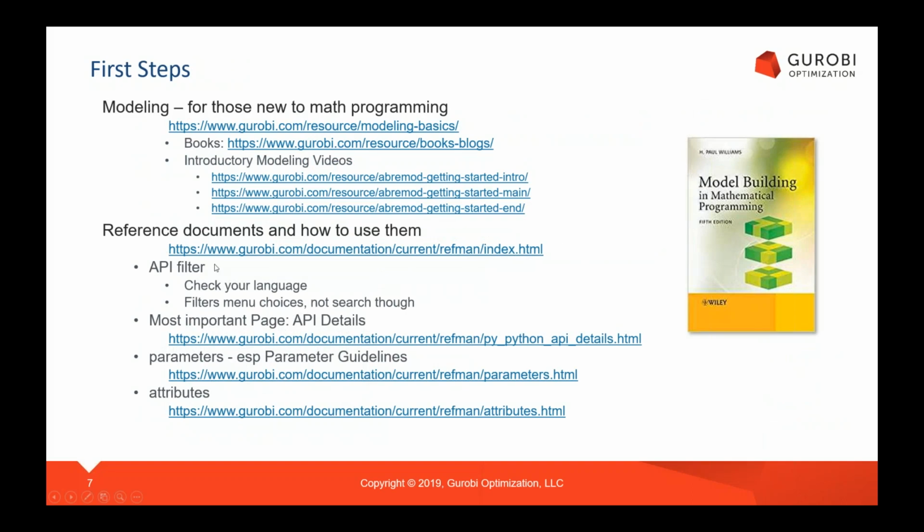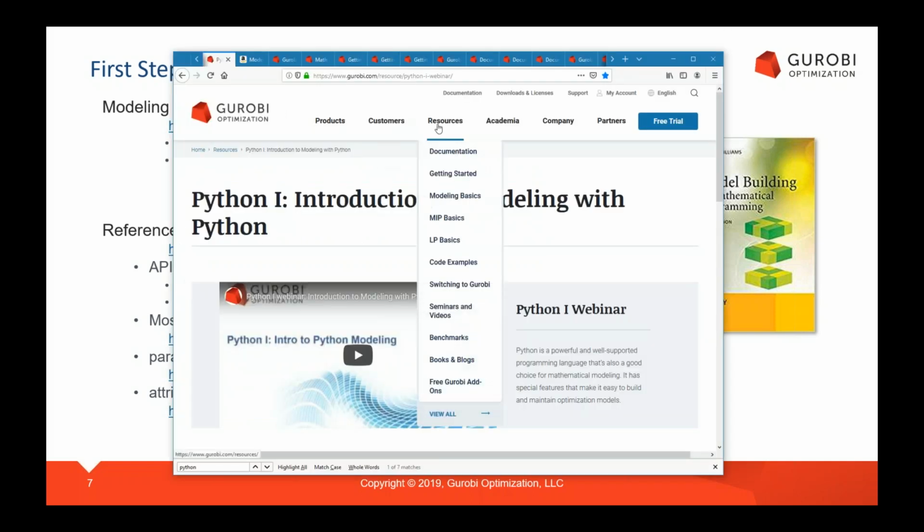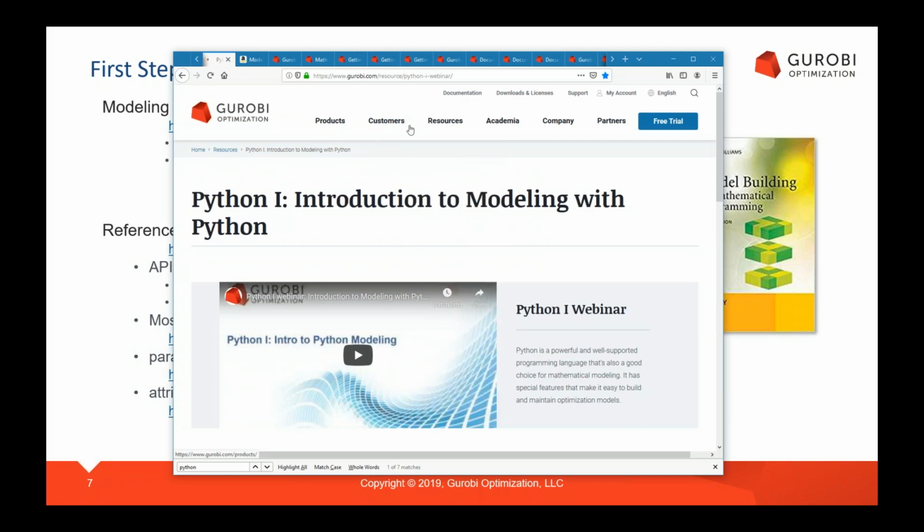Right, so now let's talk about the reference documentation. We'll talk about where the reference documentation is, how to set the API filter. We'll talk about the most important page, which is the API details page, and then 2 others that I think are important. So let's browse through those. I'll go from the top again. Let's go to the home page.